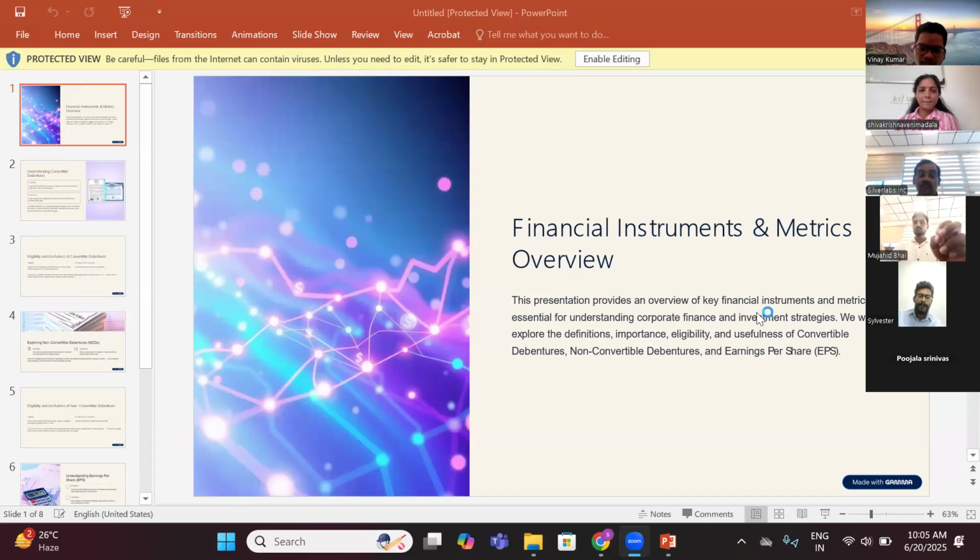So CD, before we issue CDs and NCDs, we have to take approvals and we have to follow certain rules and regulations. To issue CDs and NCDs, we should have an approval from respective authorities, and first and foremost it should be mentioned in the memorandum of association of the company. Then only we can go for a CD and NCD.